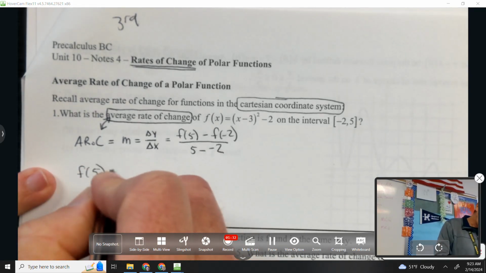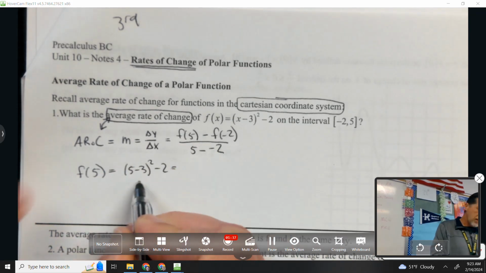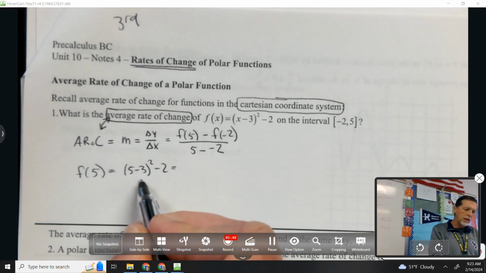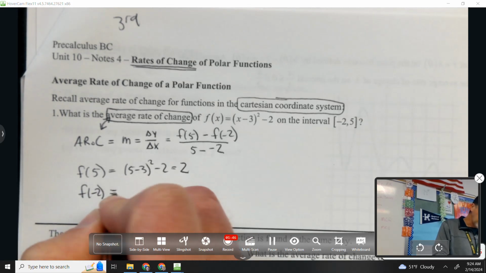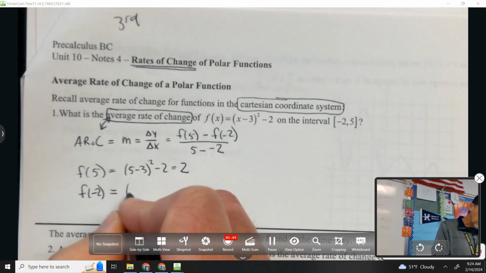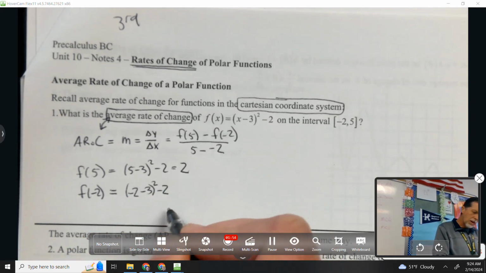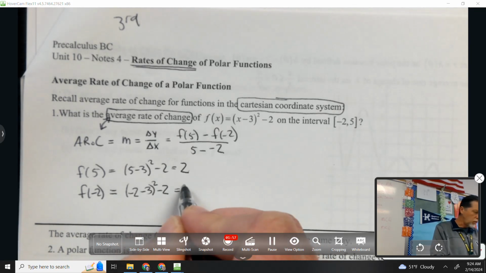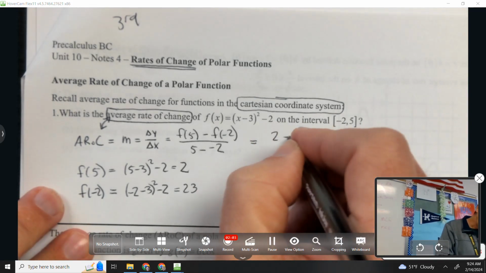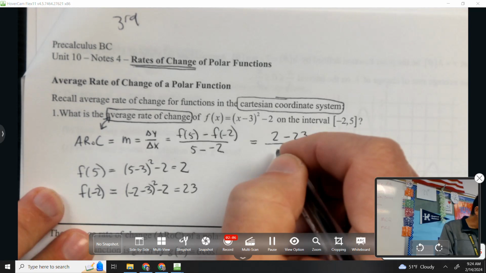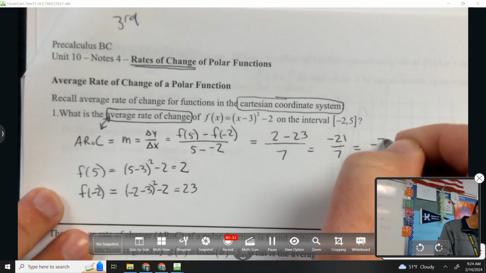Okay, f of 5 just means plug 5 in, let's see what we get. Let's see, 5 minus 3 squared would be 4 minus 2 is 2. F of negative 2, so negative 2 minus 3 squared minus 2. That would be 25 minus 2 is 23. So 2 minus 23 over 7, negative 21 over 7 equals negative 3.